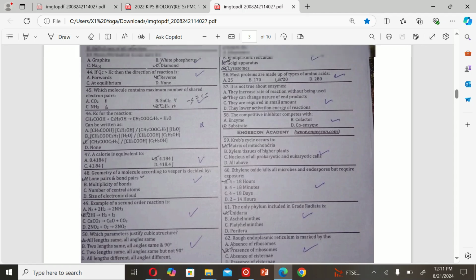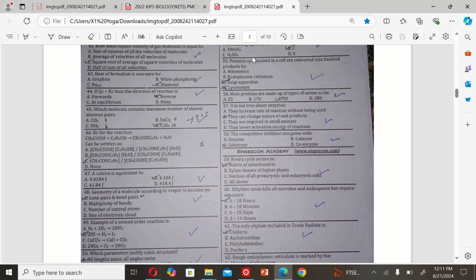The first MCQ is: proteins synthesized in a cell are converted into finished product by A. Ribosomes, B. Endoplasmic reticulum, C. Golgi apparatus, D. Lysosome. So the correct option is Golgi apparatus.